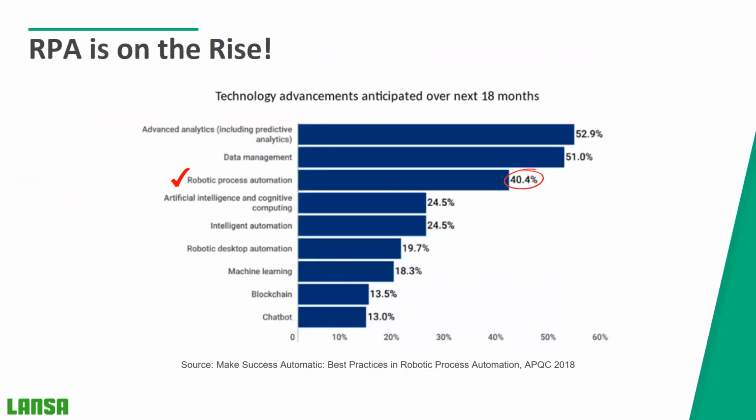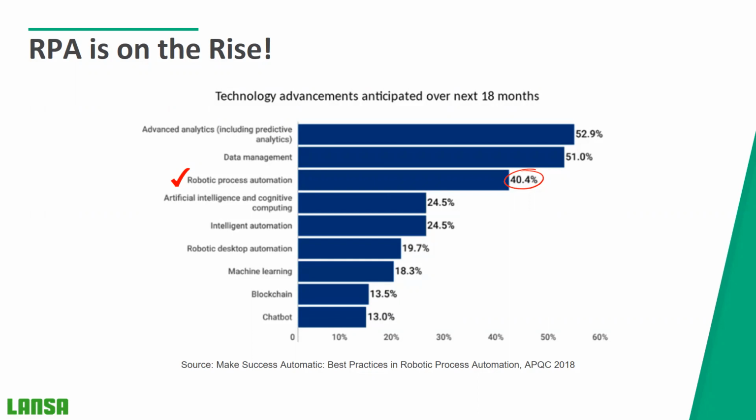Right, so RPA is on the rise. RPA is gaining a lot of attention these days. As you can see, it is ranked as the third most anticipated technology over the next 18 months, according to a survey by APQC. Basically, any business process that involves computer-centric, rule-driven, high-volume clerical tasks is primed for robotic automation.